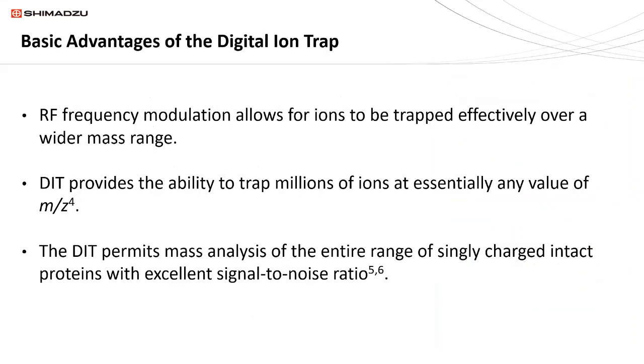Some of the basic advantages you would see with a digital ion trap: the RF frequency modulation allows ions to be trapped over a very wide mass range. That's important when you want to analyze larger molecules as well as small molecules. The DIT also provides the ability to trap millions of ions at essentially any value of m/z, so you're able to trap and analyze a lot of molecules when looking at different samples. The DIT permits mass analysis of the entire range of singly charged intact proteins or molecules, and it gives really excellent signal to noise.